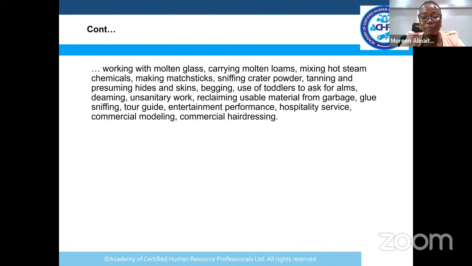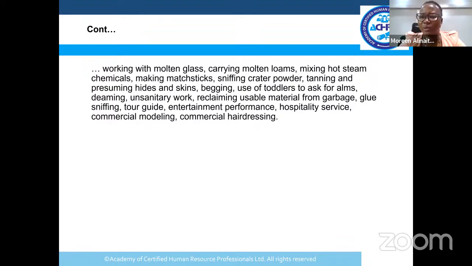It's not allowed in the law. And if anybody is caught doing this, they will be subjected to serious legal consequences. All right. Reclaiming, I beg your pardon, reclaiming usable materials from garbage. This also happens a lot in the urban areas.